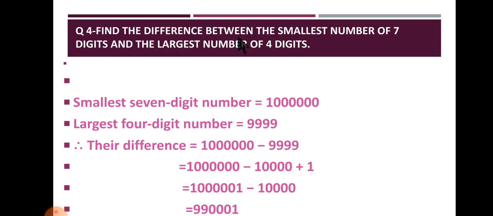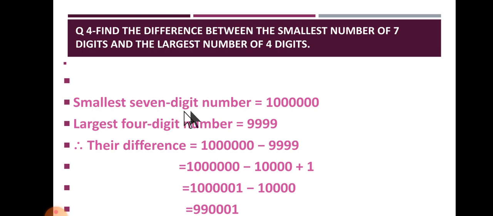So in this question we will find the difference between the smallest number of 7 digits and the largest number of 4 digits. How do we find the smallest number of any digits? How do we find the largest number? This you already studied in previous classes, in the 4th standard, 5th standard. So first of all, we will write the smallest 7 digit number. So how do you write it? Because it has 7 digits, the first digit should be 1 and the remaining 6 digits, because the total number of digits should be 7.